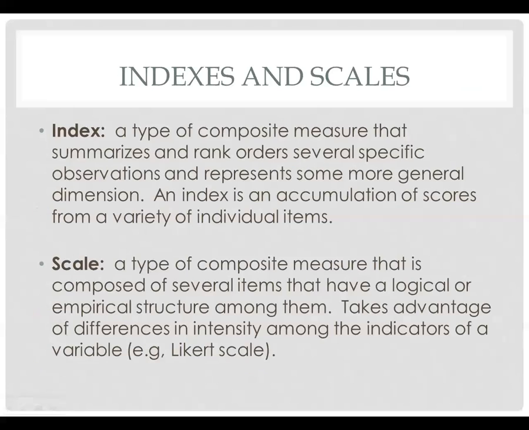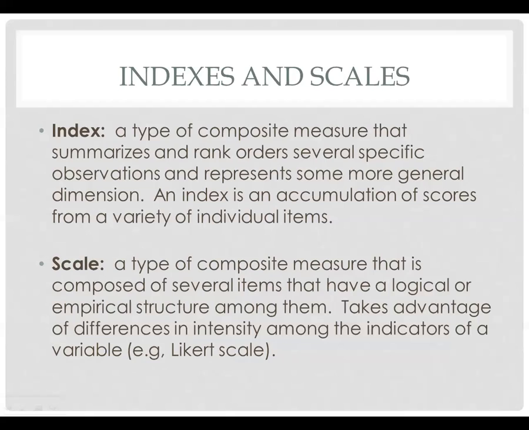Indices and scales are types of composite measures that might summarize or rank order observations. So an index is an accumulation of scores from a variety of individual items. So you might say, I'm going to create an index of what I think is religiosity, and religiosity requires me to look at 4 or 5 or 6 different dimensions of religiosity, and also asks me to talk to your friends, your neighbors, your peers, and I'm going to take this composite measure that rank orders a whole bunch of different observations.